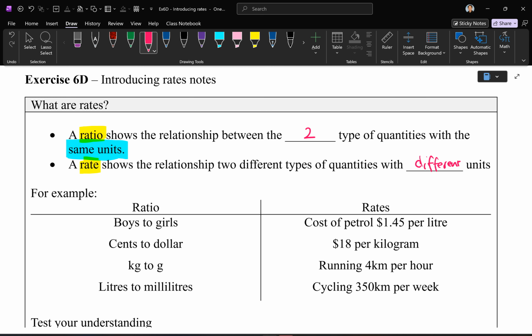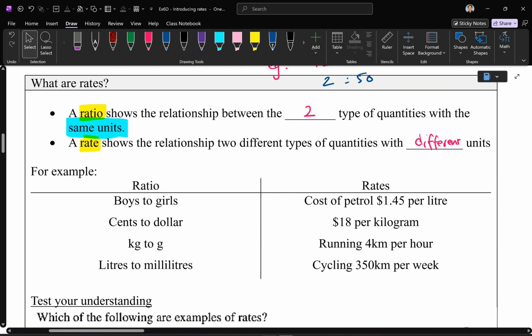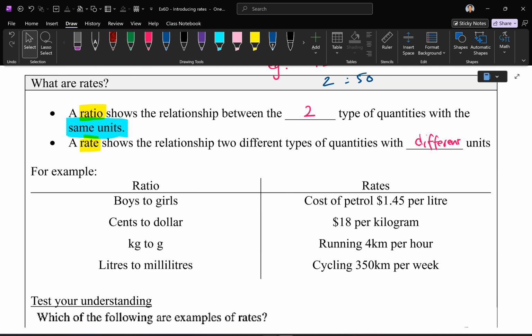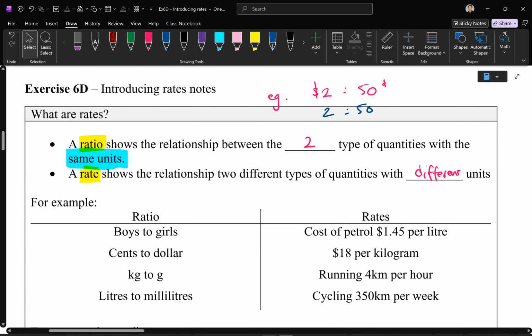Why? So let's have a look at an example. If I talked about $2 to 50 cents, right? Notice that the units are not the same units when I write the ratio. So the problem is if you write 2 to 50 without the units, if I just block it off and you just saw 2 to 50 like that, you naturally, in that ratio, would think 50 is bigger than 2. So you think it's 2 parts to 50 parts. So you would say 50 is larger. But the reality is that 50 cents is a lot smaller than $2.